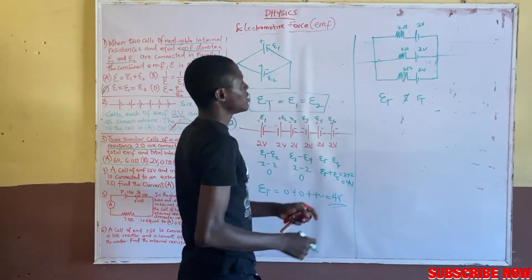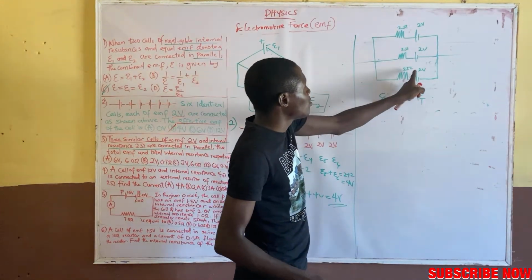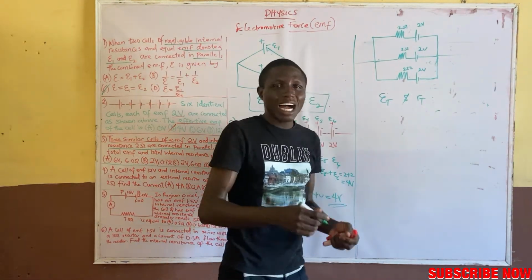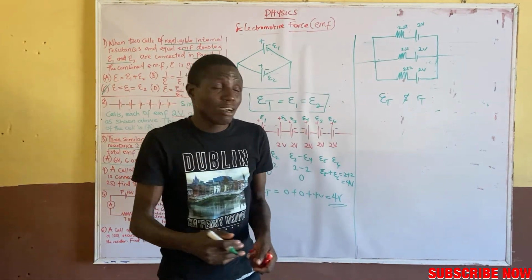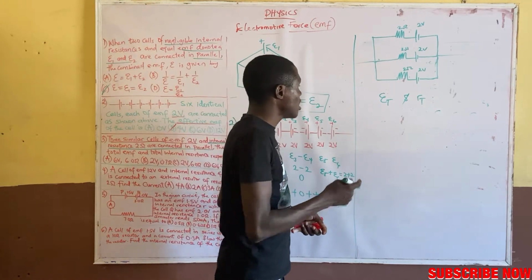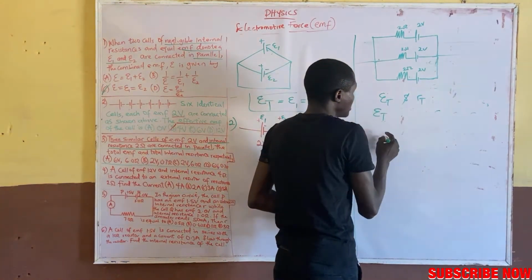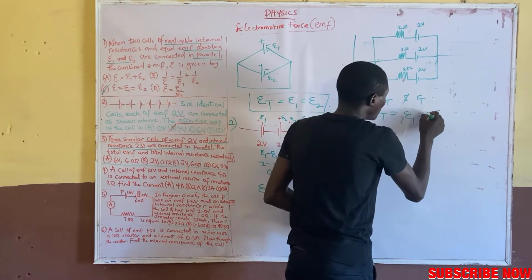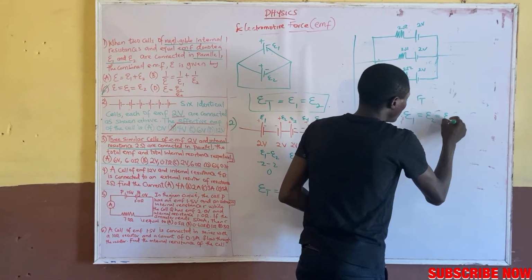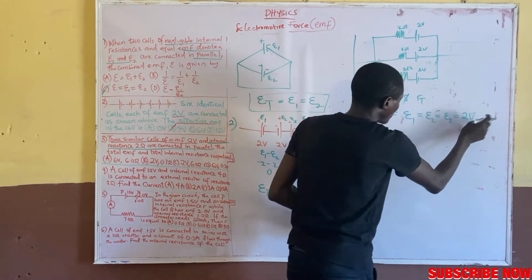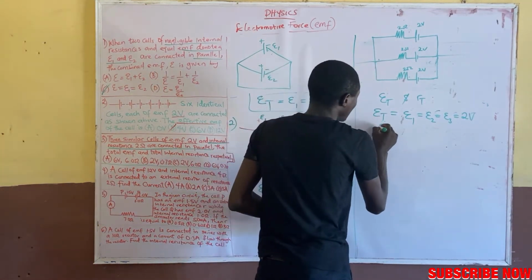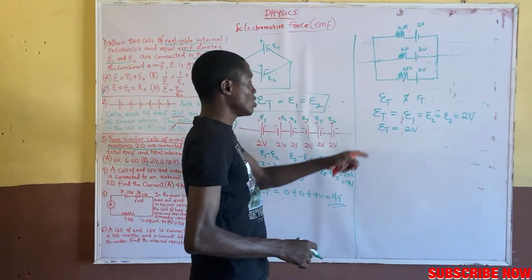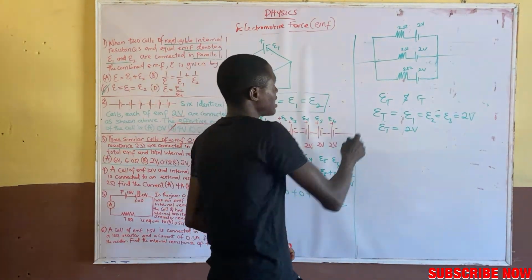Now, how do you go about this? The EMFs are arranged in parallel. In a parallel arrangement of EMF, we said that the E total, that is, the total EMF, will be equal to EMF 1, equal to EMF 2, equal to EMF 3, which is equal to 2 volts. So the total EMF here is 2 volts.